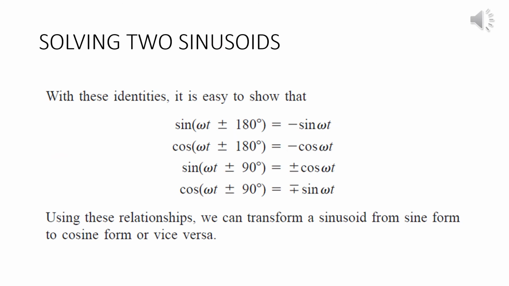When we want to compare two sinusoids, we have to make sure their forms are the same. So using this relation, we can transform a sinusoid from sine form to cos form or vice versa.